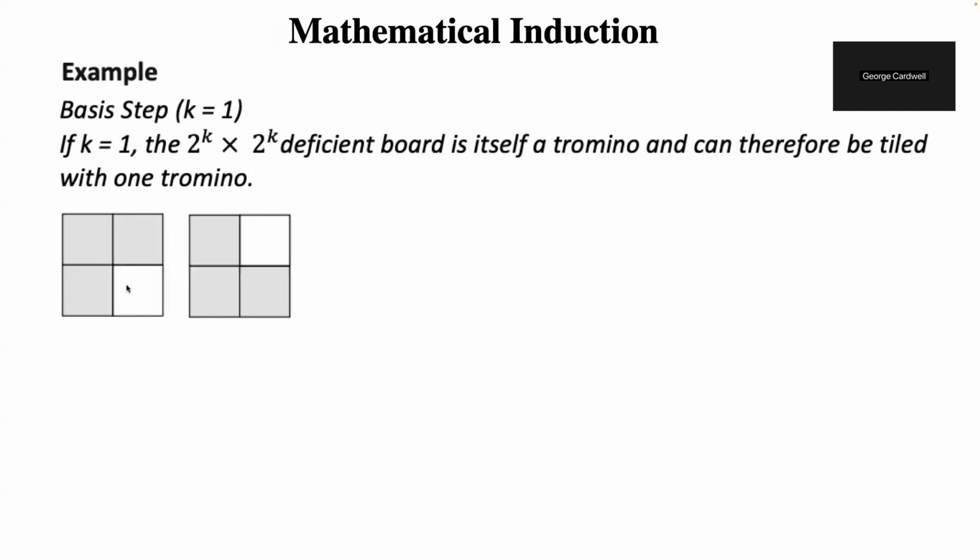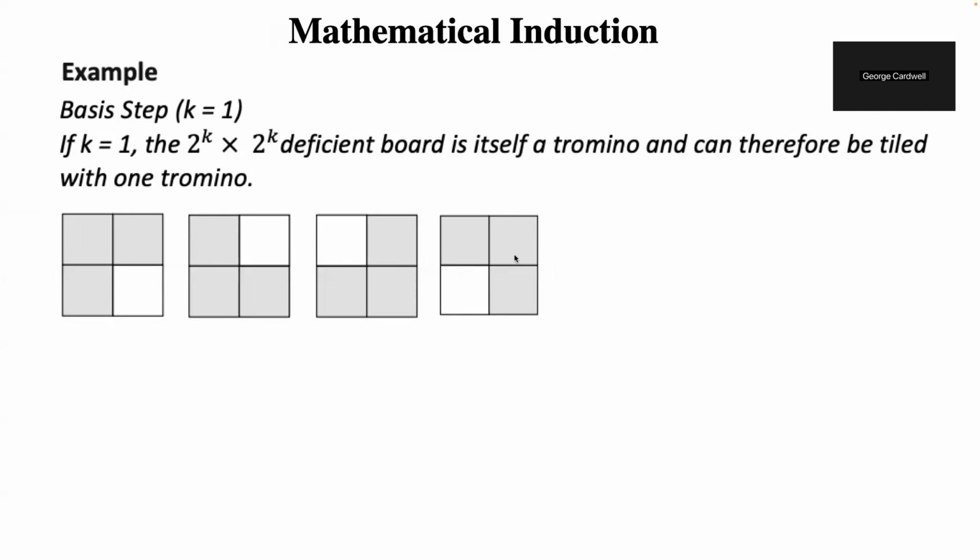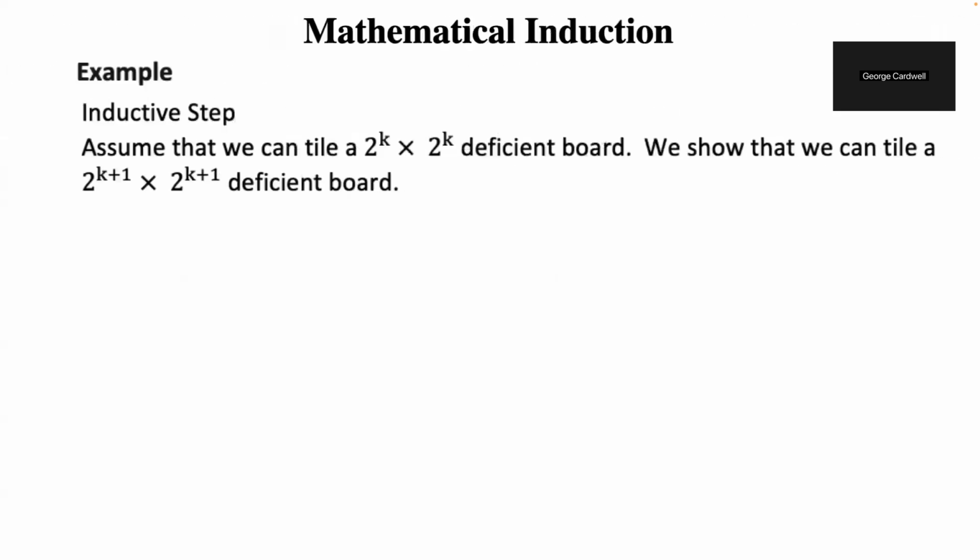If I take out the lower right or I take out the upper right, I still can cover what's remaining with a tromino. If I take out the upper left, I can cover what's remaining with a tromino. If I take out the lower left, I can cover what's remaining with a tromino. So it works for K equal 1. We can now go and do our inductive step.